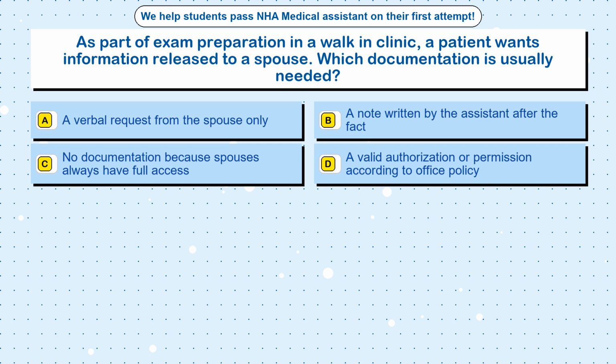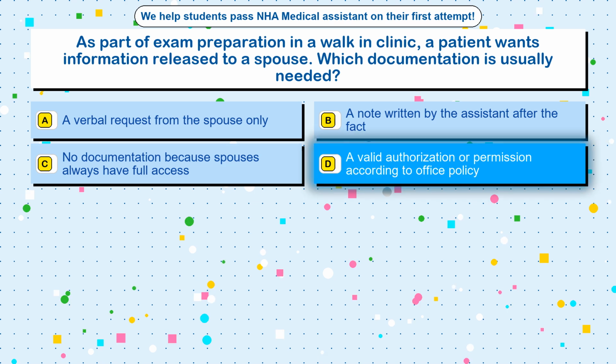Option A. A verbal request from the spouse only. Option B. A note written by the assistant after the fact. Option C. No documentation because spouses always have full access. Option D. A valid authorization or permission according to office policy. The correct answer is option D. A valid authorization or permission according to office policy.